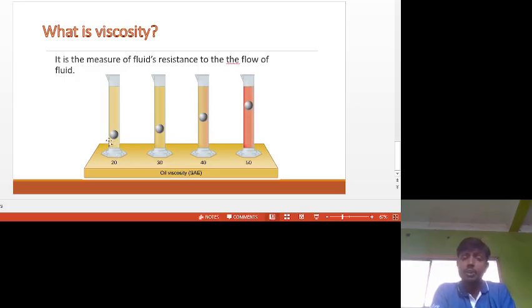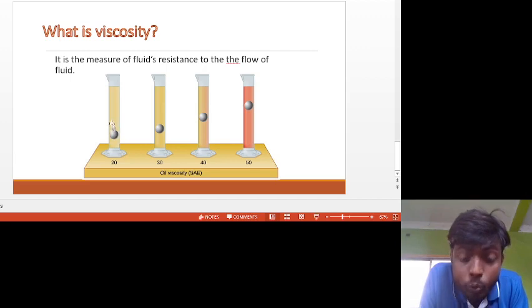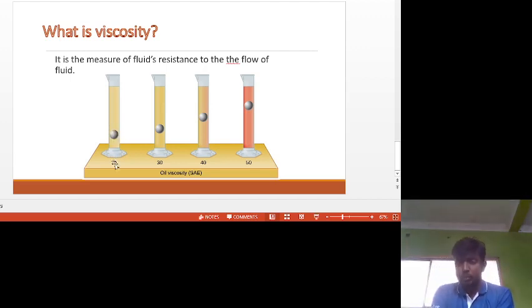As you can see, the tube filled with water has low viscosity. The ball moves downwards faster, but in a more viscous liquid it takes more time because there is more resistance between the layers. As one example, if you pour honey and water on the ground, honey flows more slowly and water flows faster, because water has low viscosity and honey has more viscosity.